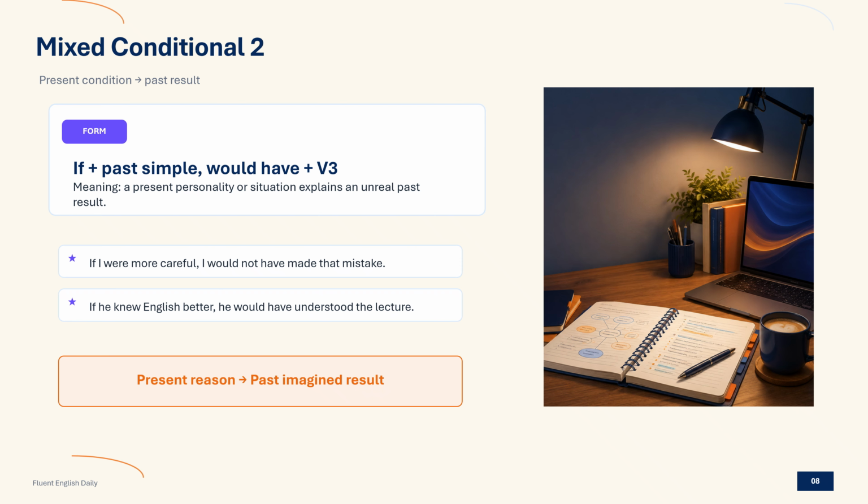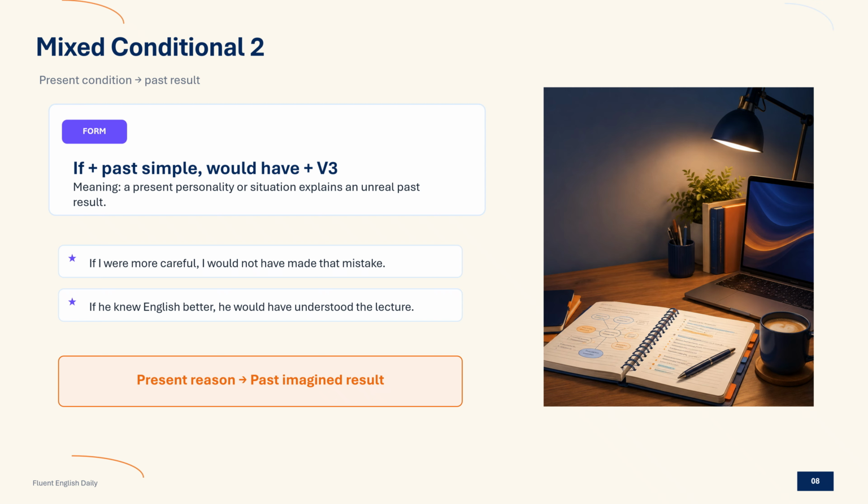The second mixed conditional connects a present condition with an imagined past result. The structure is if plus the past simple, followed by would have plus the past participle. For example, if I were more careful, I would not have made that mistake. Being careless is presented as a current personality characteristic, but the mistake happened in the past.